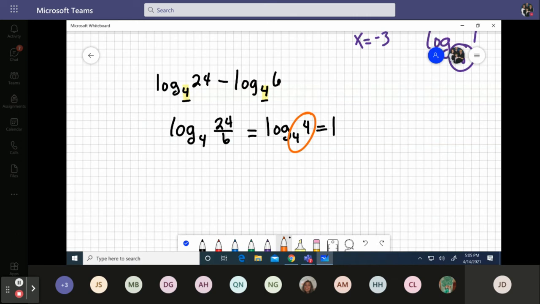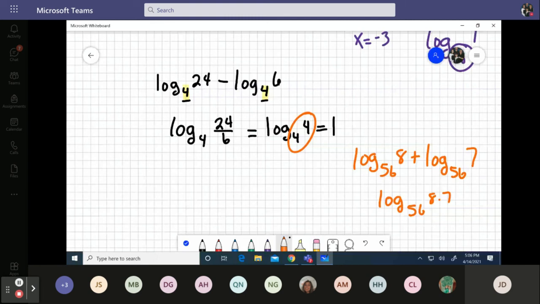What about when I'm multiplying? 8 times 7, which gives me a 56. So again, I have another 1, right?